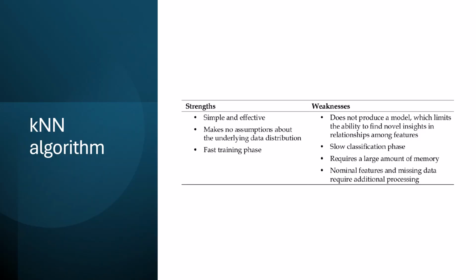Strengths and weaknesses of the KNN algorithm. On the strength side: simple and effective, makes no assumptions, and has a fast training phase. On the weakness side: it does not produce a model, has a slow classification phase, and requires a large amount of memory. Nominal features and missing data require additional processing.